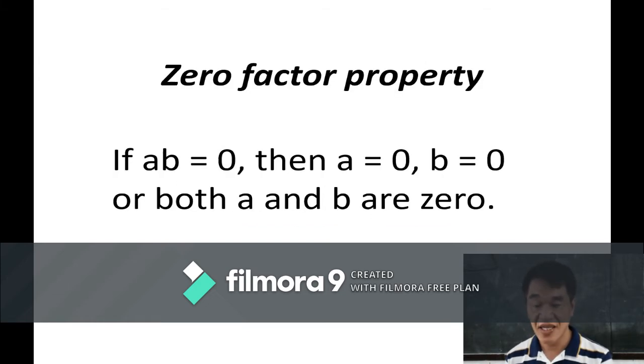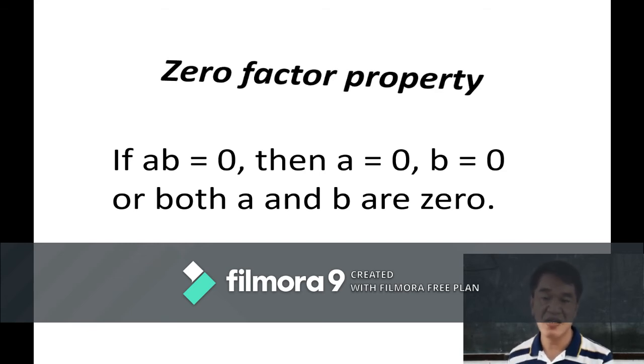We have the zero factor property. It says, if AB is equal to 0, then A is equal to 0, B is equal to 0, or both are equal to 0. It means that if you multiply two numbers together and the answer is 0, definitely one of them should be 0 or both of them are 0. Otherwise, if you multiply them but neither of these two numbers is 0, you cannot have the answer 0. That is what it means.